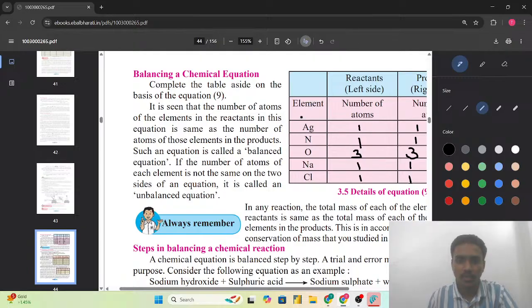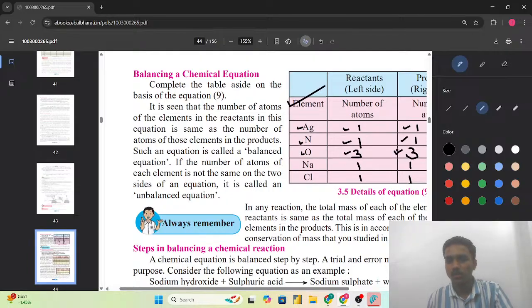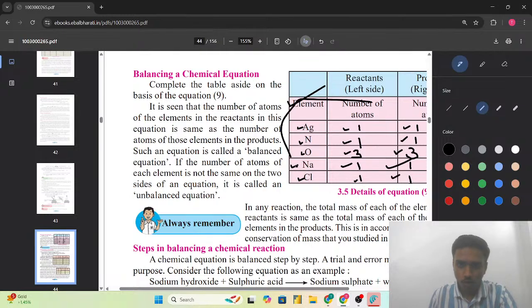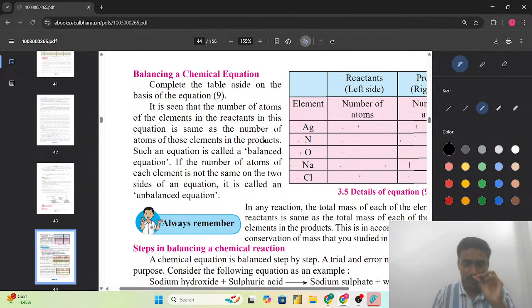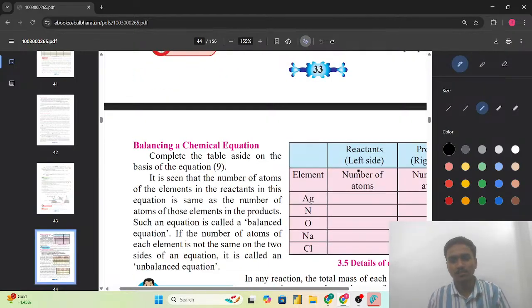So what inference we can draw from this table? सो हम देख सकते हैं कि सिल्वर 1, 1 है, नाइट्रोजन 1, 1, ऑक्सीजन 3, 3. Sodium, 1, 1. Chlorine, it's also 1 and 1. सो ओवरऑल जो इन्फरेंस है, अगर हम इससे ड्रॉ करें तो क्या हम देख सकते हैं, each and every atom here is balanced. That means if we consider all that metals and non-metals also with the oxygen and all, so each and every element on the reactant and the product side is completely balanced.